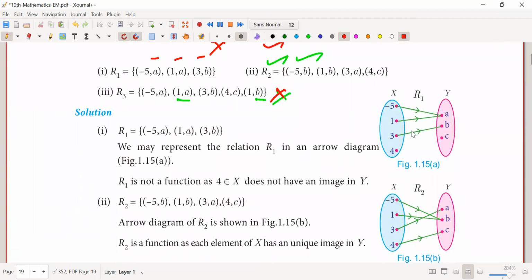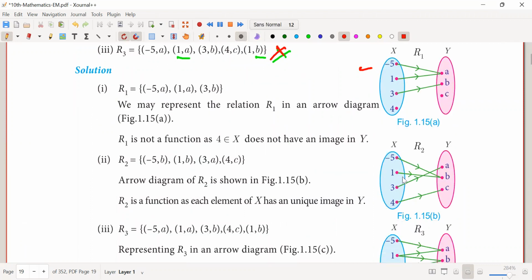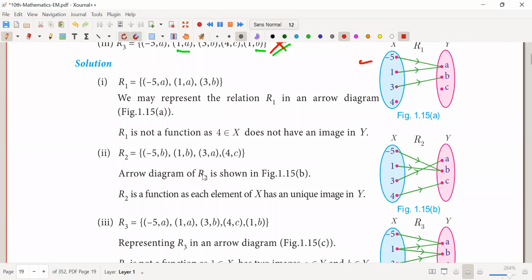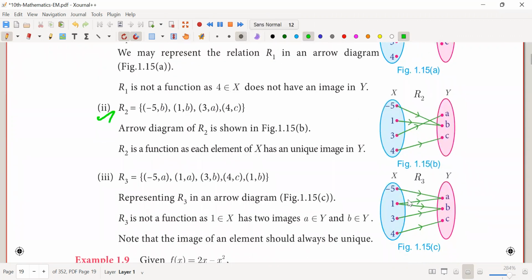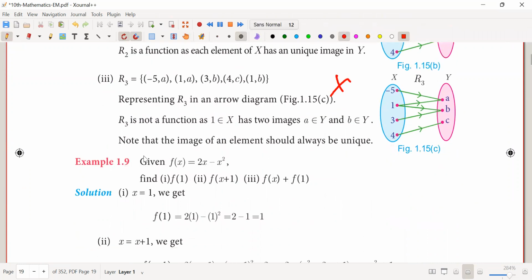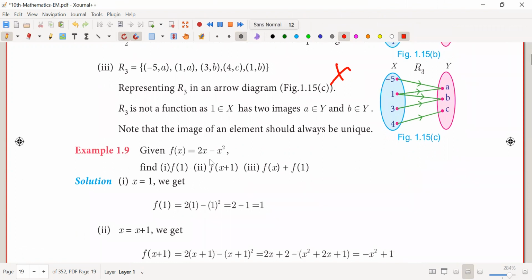Right? So 1 is a function. Automatically, we can represent it in an arrow diagram and say, okay, this is a function. The second is not a function. This is a function. This is a function. And this has 2 images, not a function. Right? Not a function.